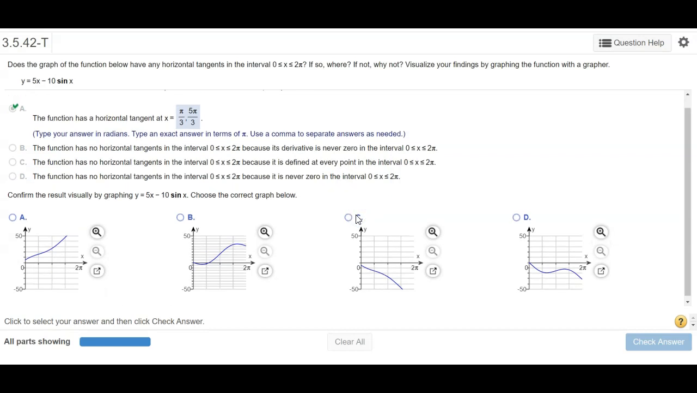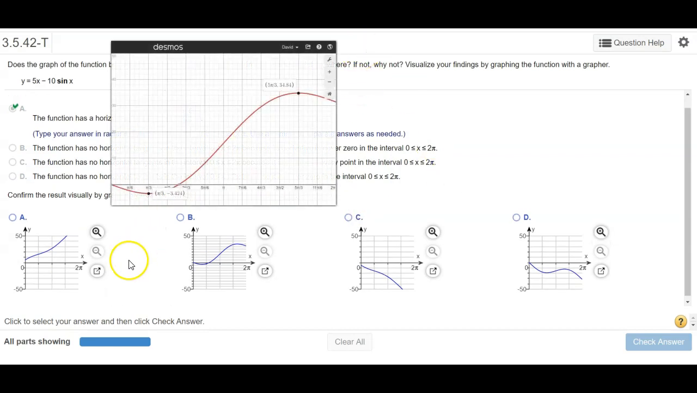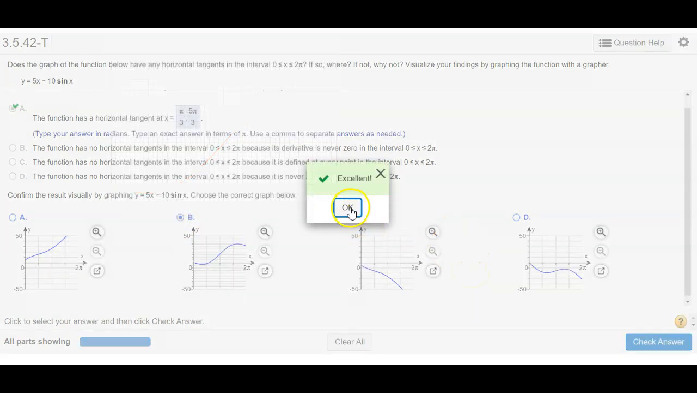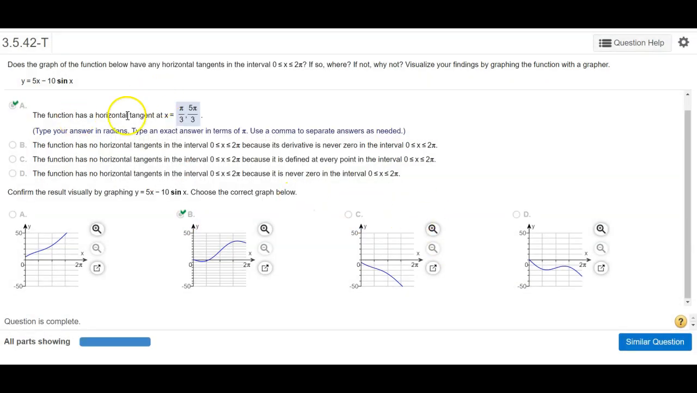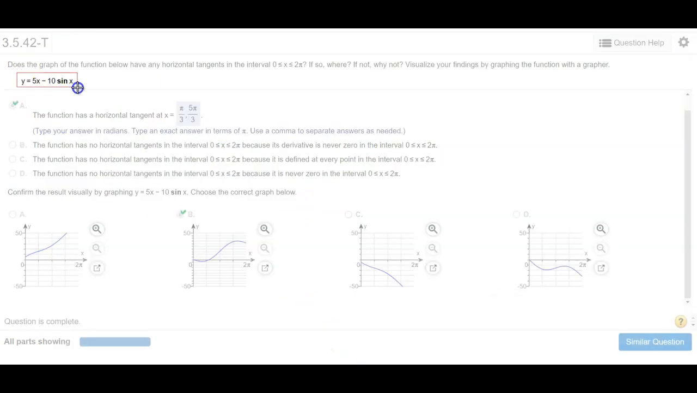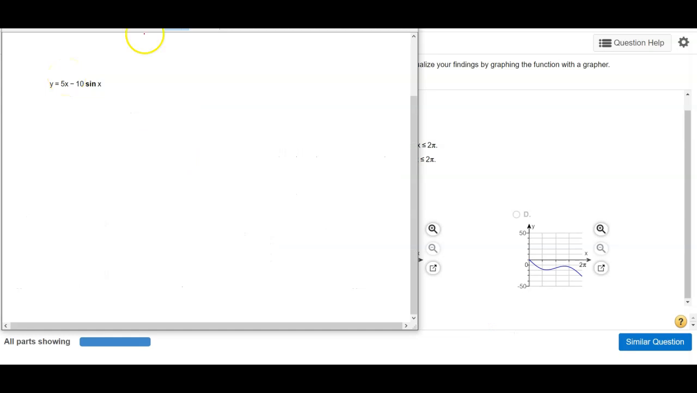Now, how do I do that with calculus? Well, the math involved has us first find the derivative. I'm going to say this is dy dx. The derivative of 5x is just 5, and the derivative of -10 sine x is -10 cosine x.